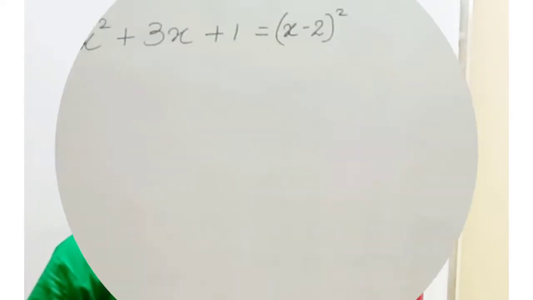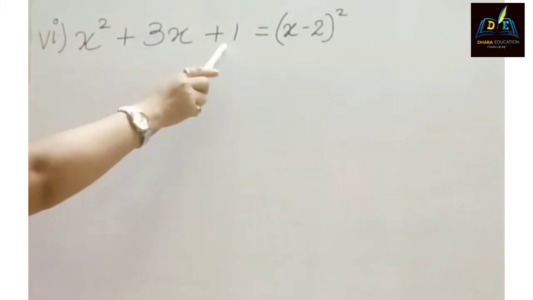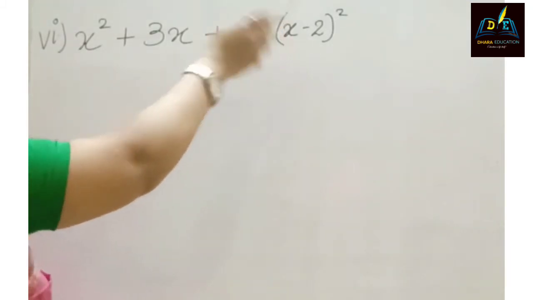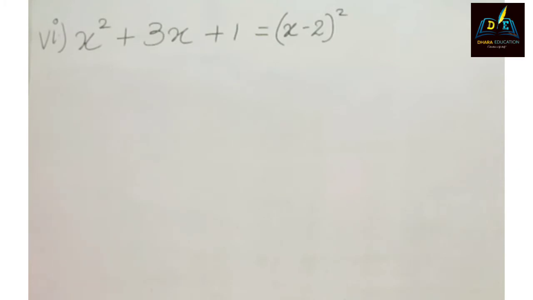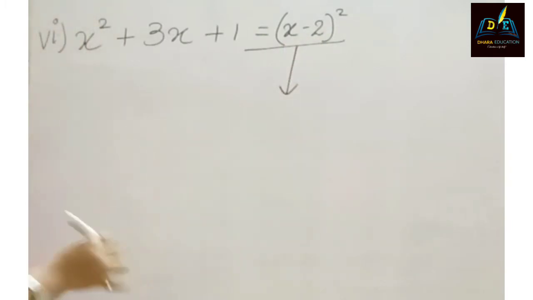So students, we are now solving the CBSE board chapter 4, quadratic equations, exercise 4.1, question number 1, sub-question 6, that is x square plus 3x plus 1 is equal to x minus 2 the whole square. Over here we need to implement one formula to reduce this to a quadratic equation.